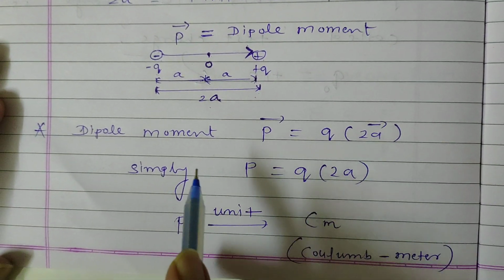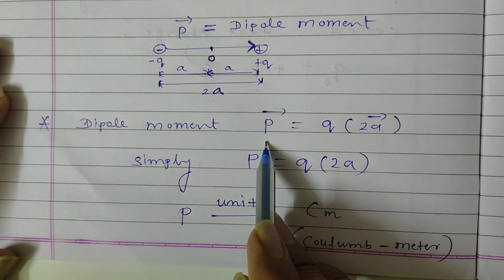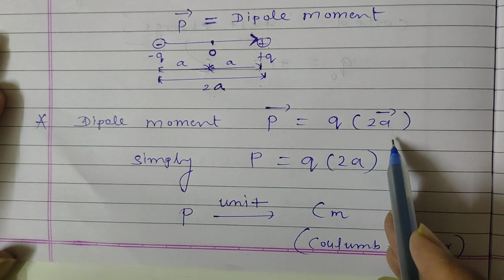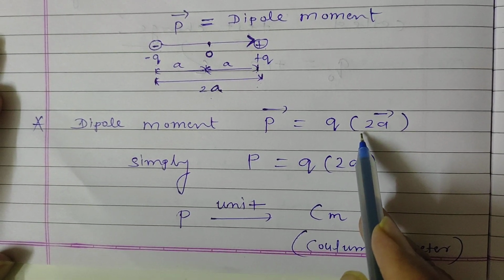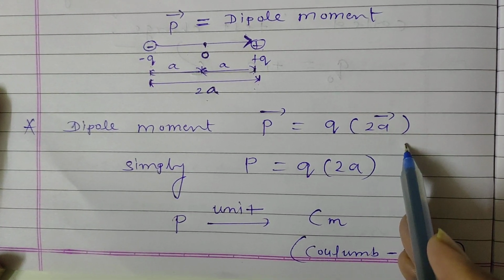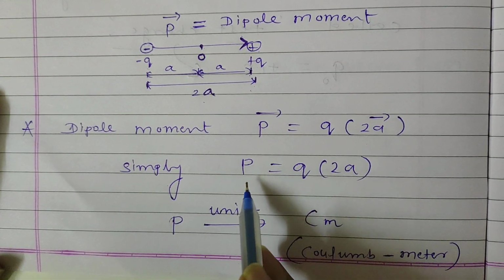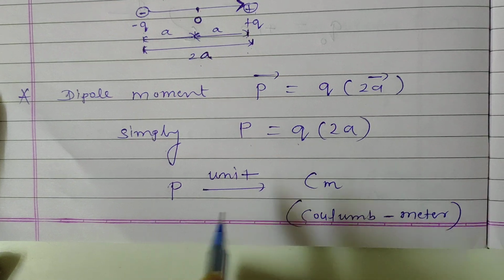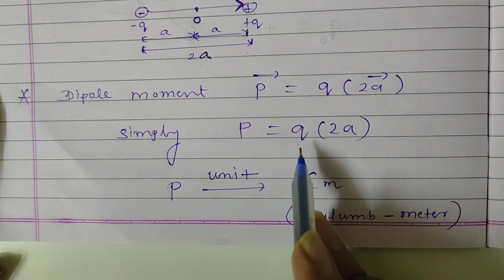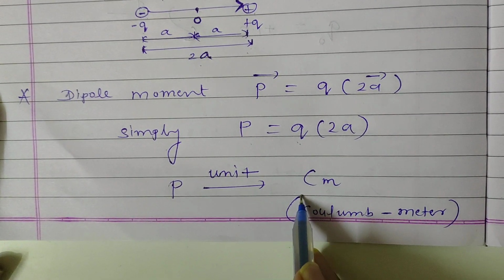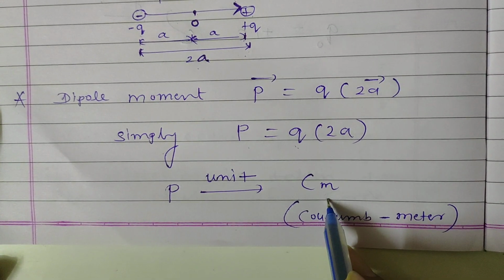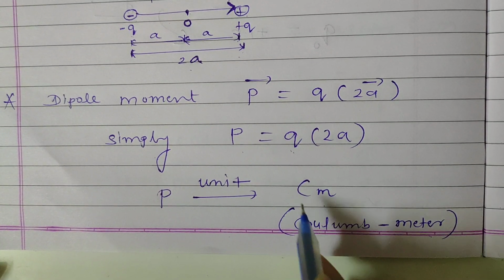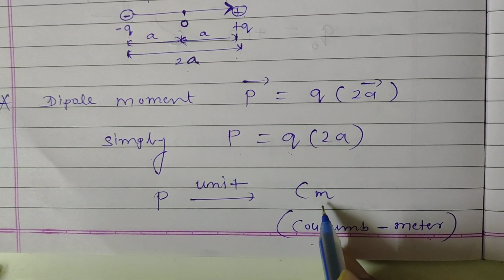Now dipole moment in vector form, vector p equals q into vector 2a. 2a is one kind of distance, but it is in vector form, vector 2a. Simply p is equal to q into 2a. So if you want to write its unit, then charge unit is coulomb and distance unit is meter. So its unit is coulomb meter. C is capital, M is small.